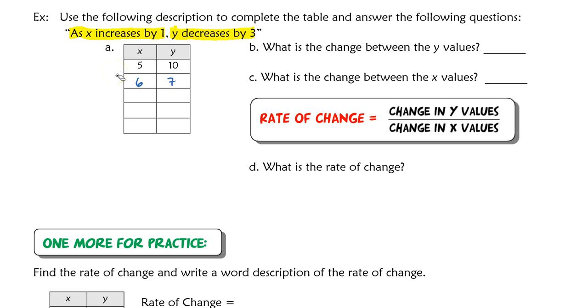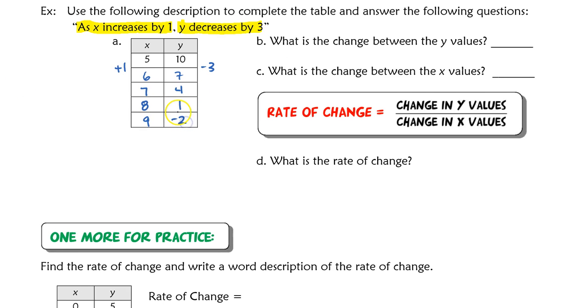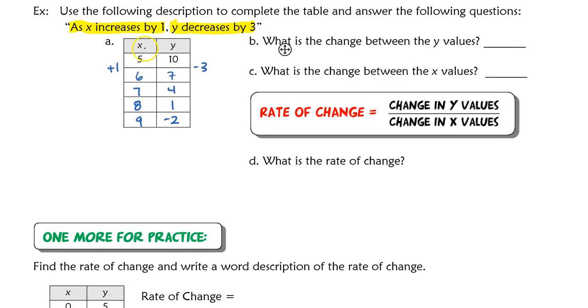Okay, so off to the side I can write that out. As x is going up by 1, the y is going down by 3. So let's keep filling out that table. The next value would be 7 for x, and then if we subtract 3 from 7, we get 4. If we add 1, we get 8, and if we subtract 3, we get 1. So the last point here, I'm going to add 1, and then I'll take away 3 from 1 to give me negative 2. So this table here describes this rate of change. As x increases by 1, y is going to decrease by 3.